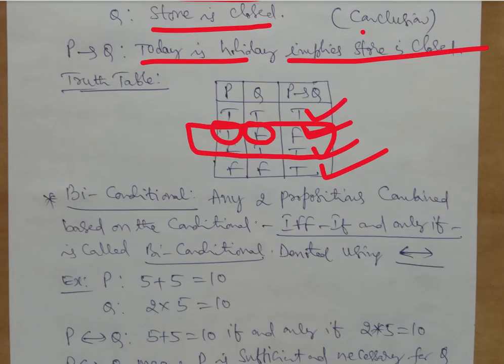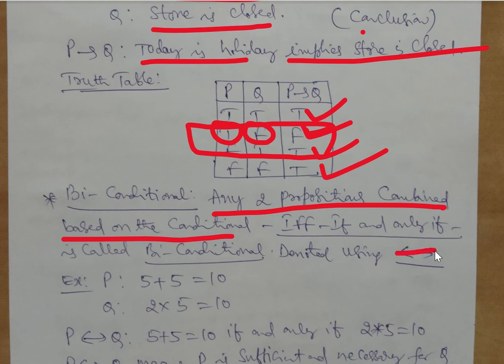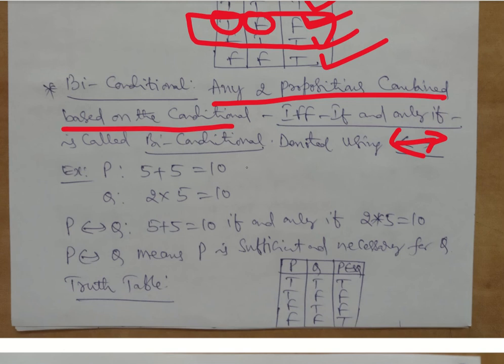Next, biconditional. So any two propositions combined based on the conditional if and only if is called a biconditional. So denoted using double arrow. So conditional is single arrow, biconditional is double arrow. So example, 5 plus 5 is equal to 10, if and only if 2 into 5 is equal to 10. That is what we say it is a sufficient and a necessary condition for P to be Q.